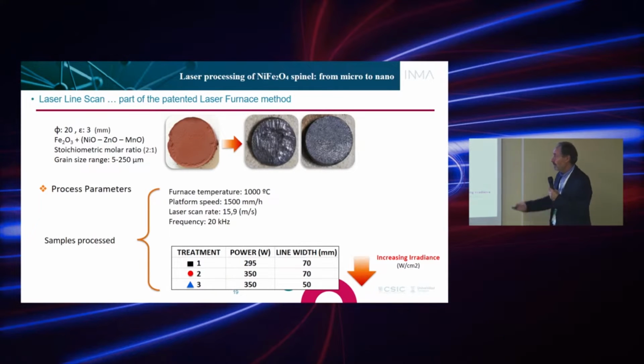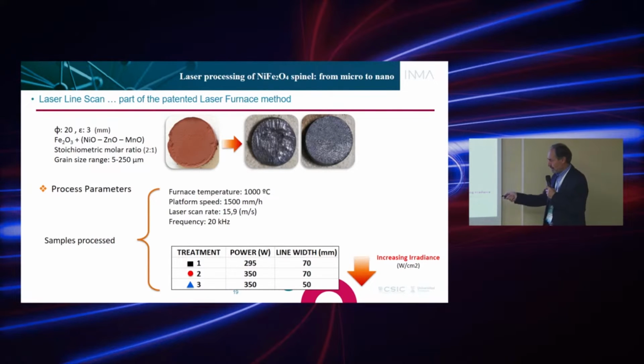With the laser scan rate, that means the laser is moving this way very fast and making a line, much better than the one I made here, but this was at 15.9 meters per second. So the line essentially is stationary. And you have a stationary melt, which is a line on the whole width of the material.